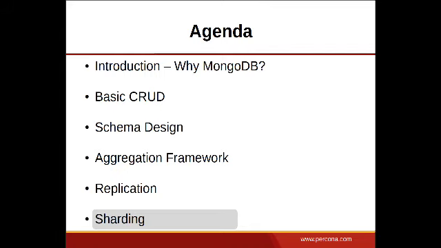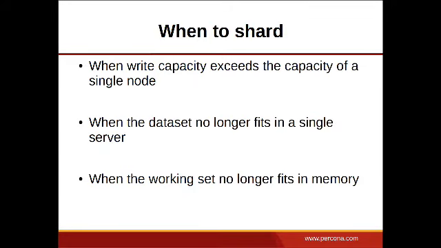Okay, so let's move to the last part, which is sharding. The first thing to know about sharding is, of course, when you need to shard. Basically, you have three conditions, and you should shard whenever you hit one of them. The first condition is when the write capacity exceeds the capacity of a single node. Let's say you want to run 10,000 writes per second, but your server can only deal with 9,000. Well, of course, there is an issue with that on a single server, so you need to shard.